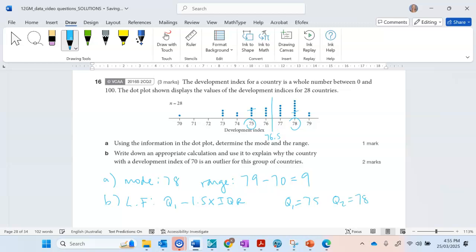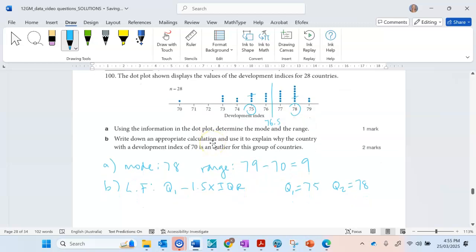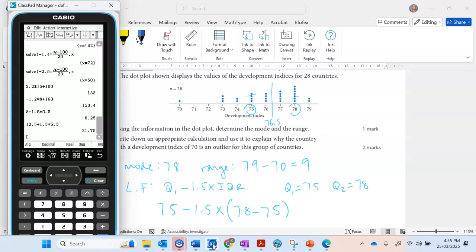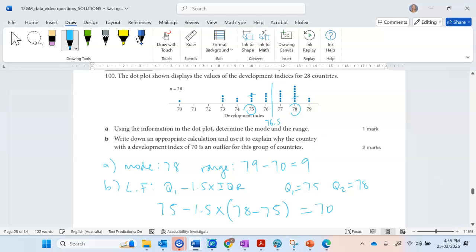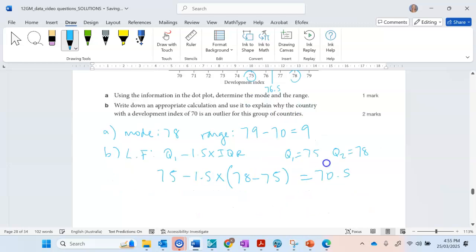Now you could also put all these values into the calculator. It is quite time consuming, but you can also do that. All right, so 75 minus 1.5 times your interquartile range. Just make sure if you're doing that calculation here that you put it in brackets. All right, so 75 minus 1.5 times (78 minus 75) is 3, so 70.5. All right, so 70 is less than that, therefore it's an outlier. So we can just say 70 is less than 70.5, therefore it's an outlier.